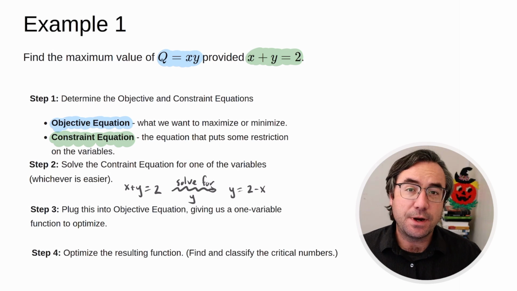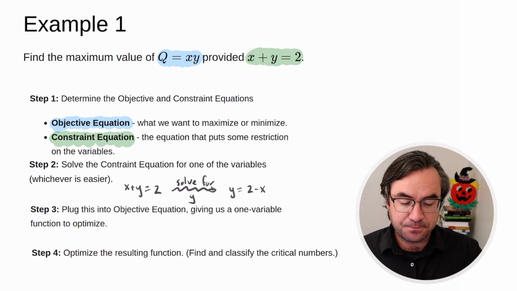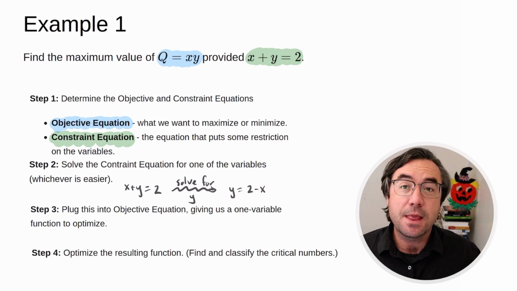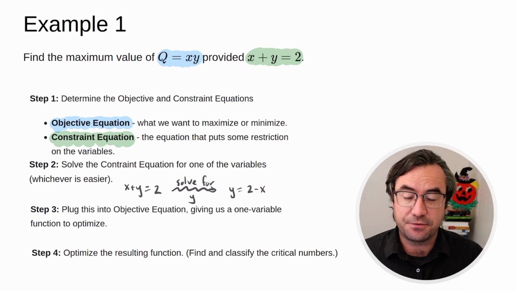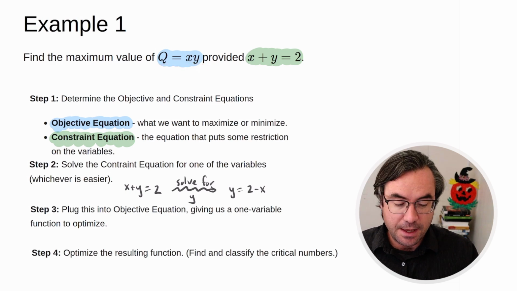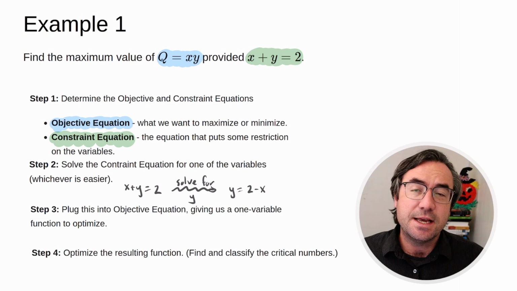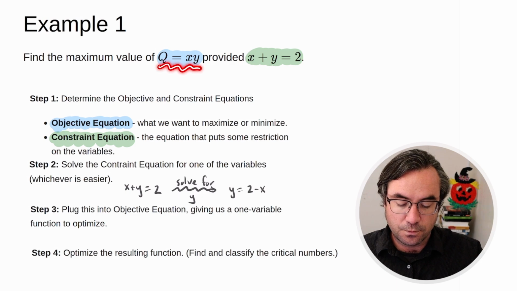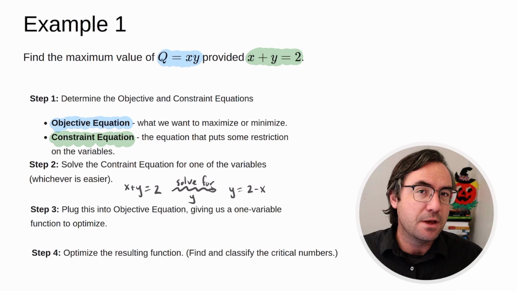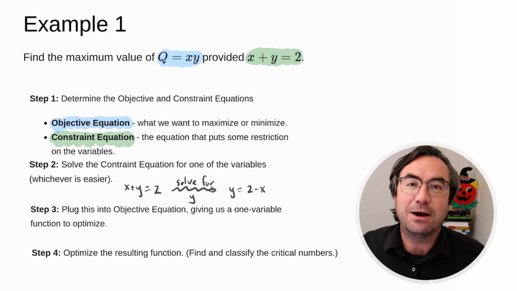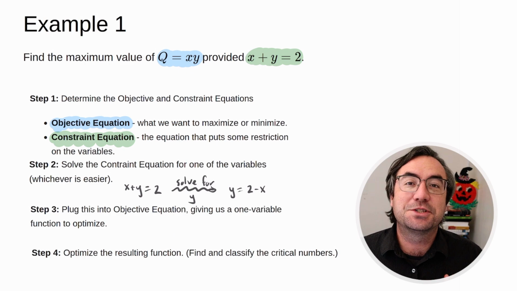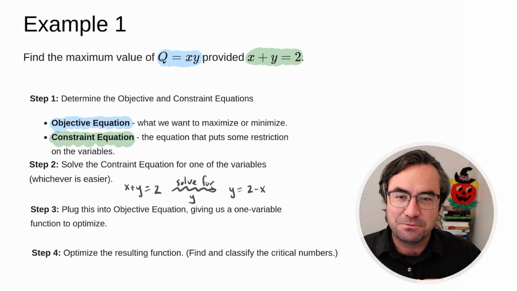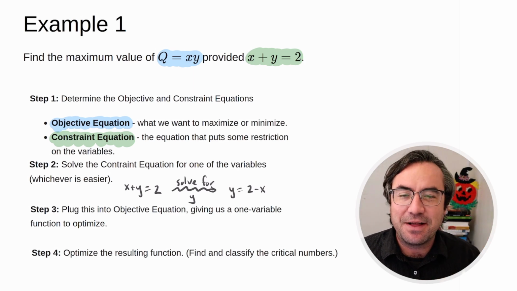Okay, so now step 3, once we've done that, is to take this result that we just found and plug it into our objective. The benefit of doing this is we're going to have a one variable function. Right now we're trying to maximize a two variable function. We're in a Calc 1 course here, so we only have the tools to optimize a one variable function. Multivariable functions, that's later on, that's Calc 3.